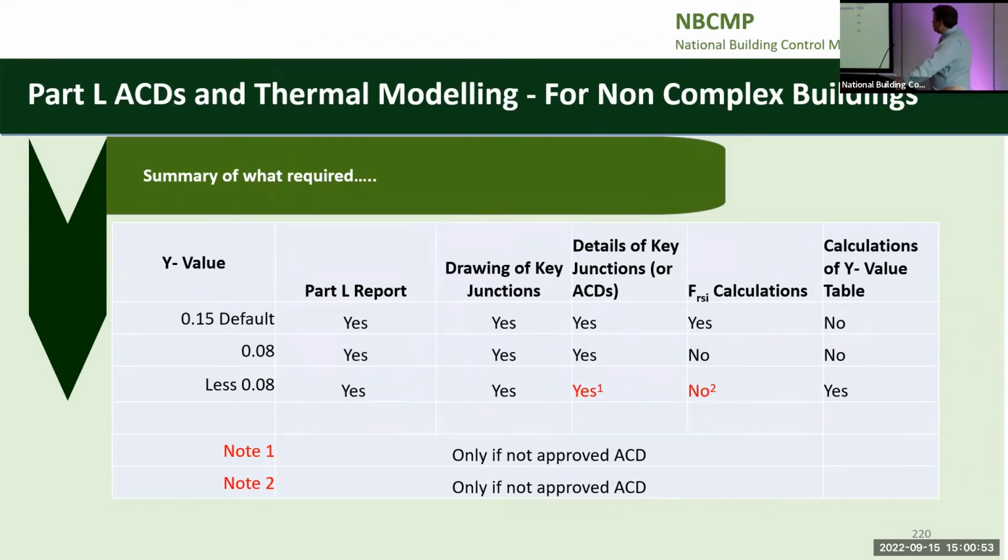And if it's less than 0.08, yes, and the note here on the ACDs, only if it's not an approved ACD that you may have to use a thermal model. So basically, that's the type of information that you should be providing to show compliance with Part L in relation to thermal bridging.